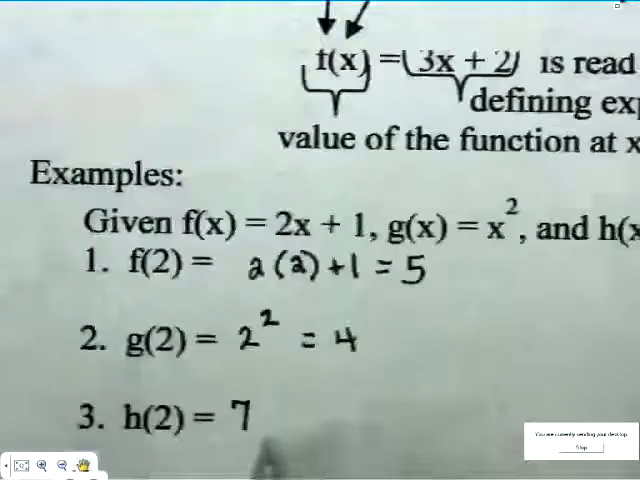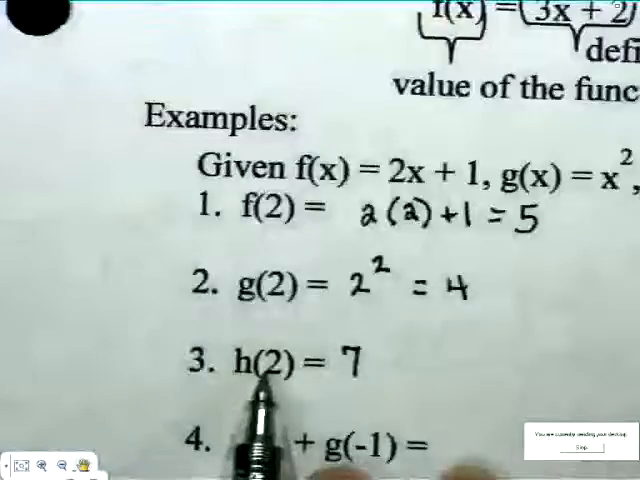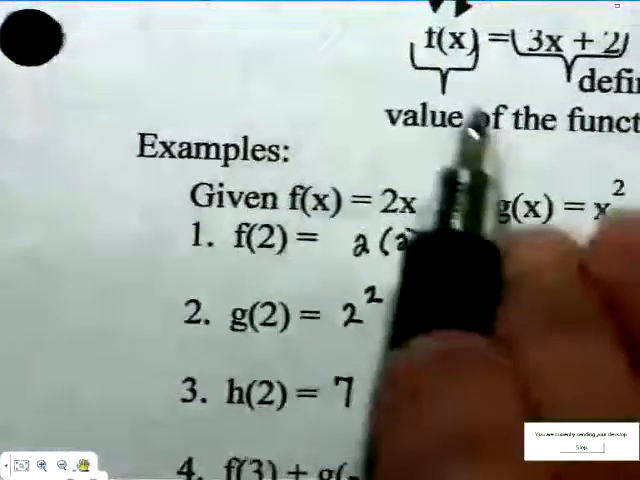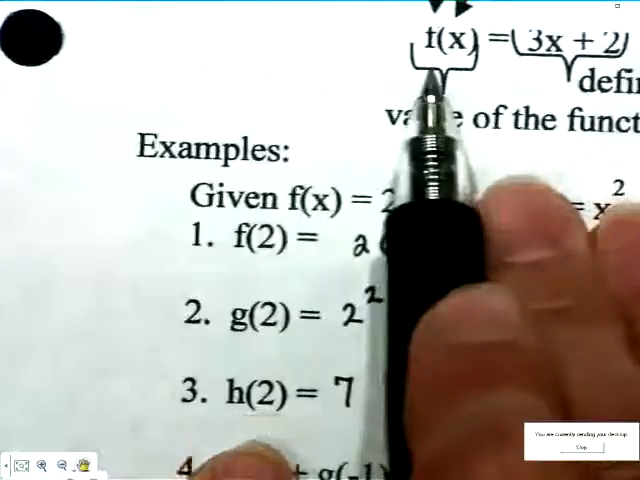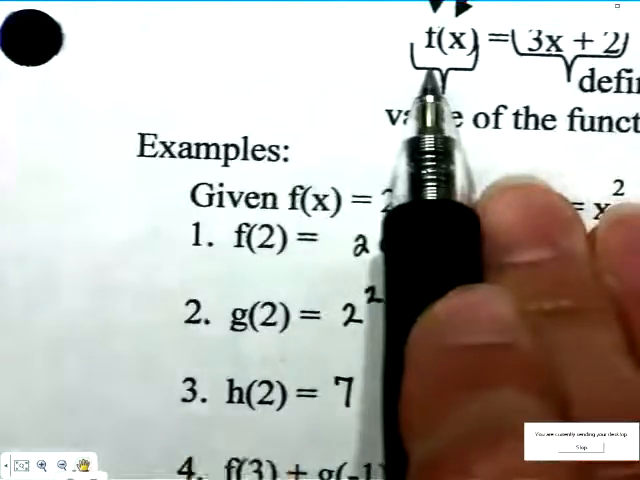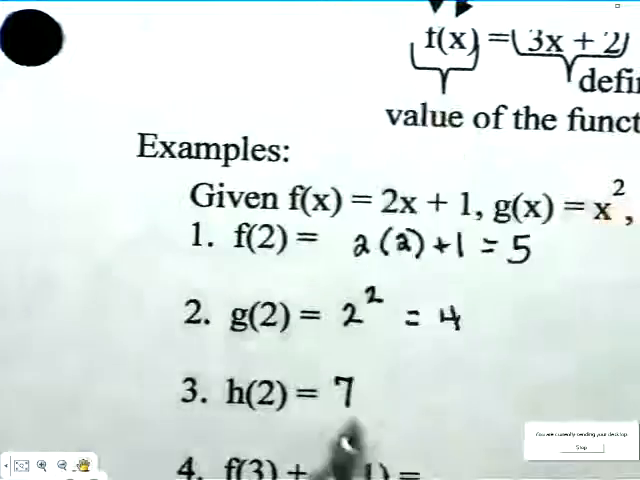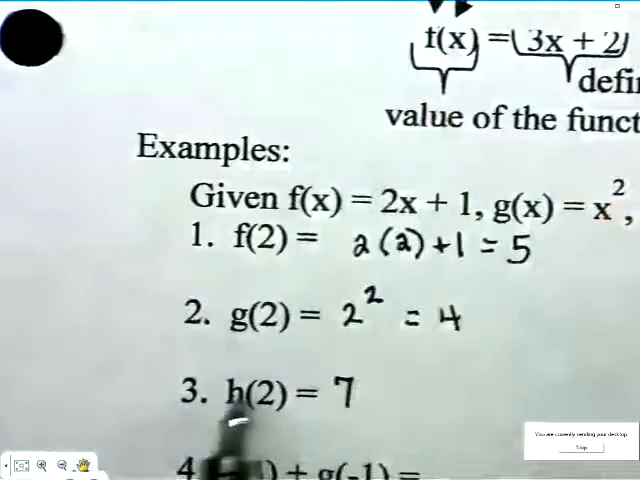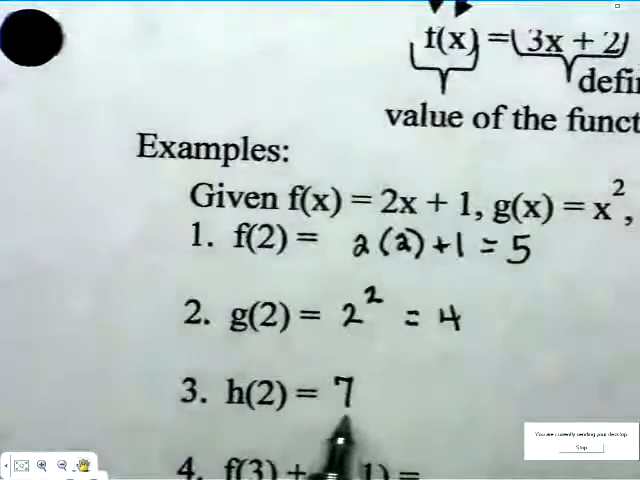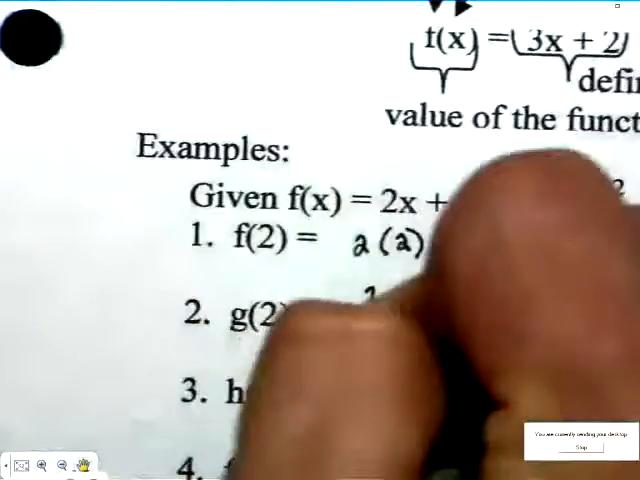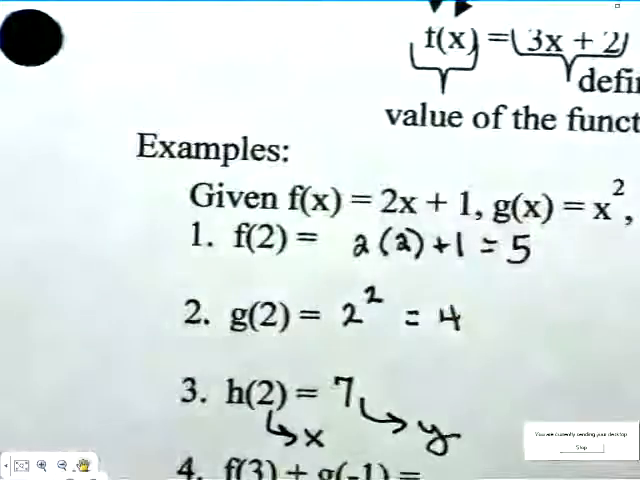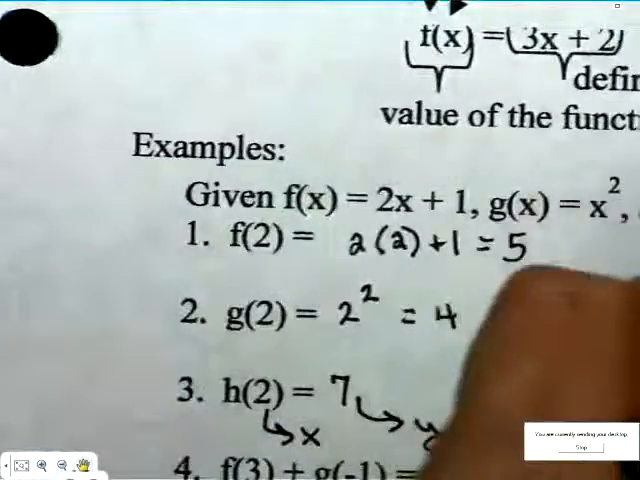No, because 2 is the x. What is beside the name of the function is your independent variable. That's your x. So x is 2. No, f of x is the y value. F of x here, or h of x, is 7. That's the y value. No, this is your x. That's your y. And that's the ordered pair, 2, 7.